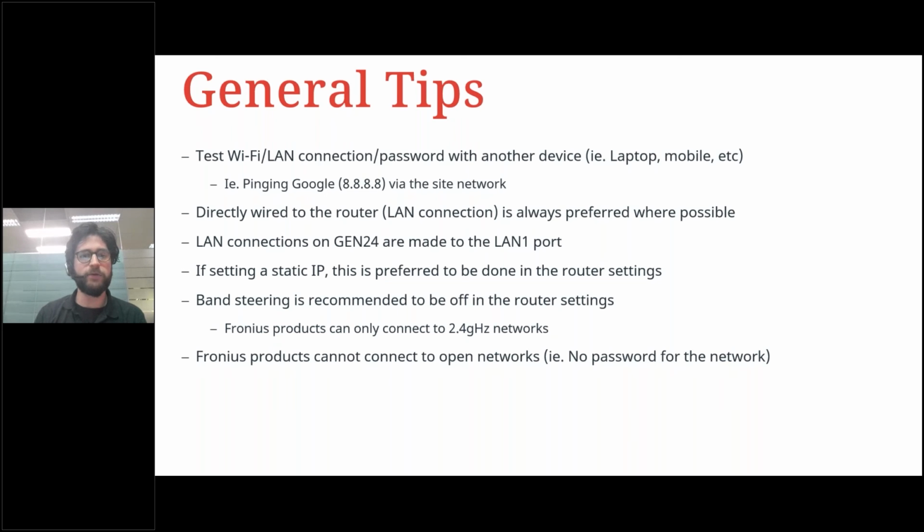When connecting LAN on Gen24, there's 2 ports, and you should always use the LAN 1 port. Like I just said, if setting a static IP, this is preferred to be done on the router. Band steering recommended to be off, just using 2.4 gigahertz networks, and making sure that you're not connecting to an open network. So if there is a network on site that doesn't have a password, it's not going to be usable by the Fronius product. So there needs to be a password for that network, and then you can use the inverter with that one. Awesome.